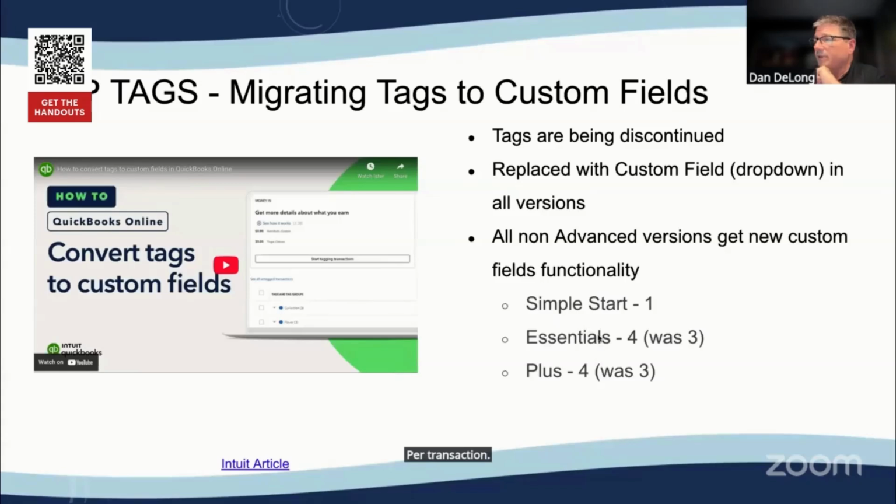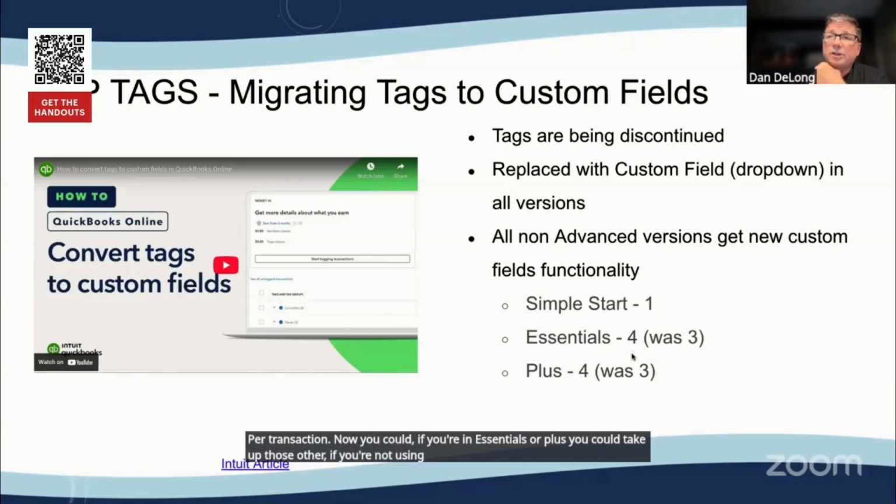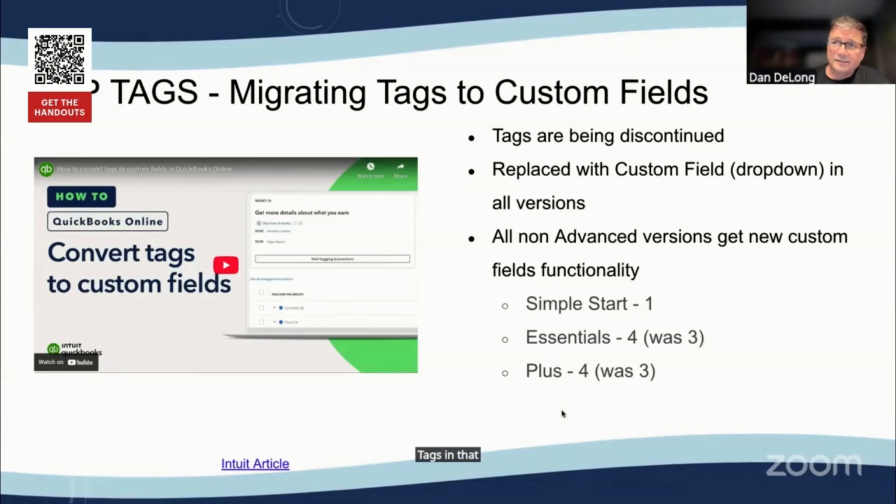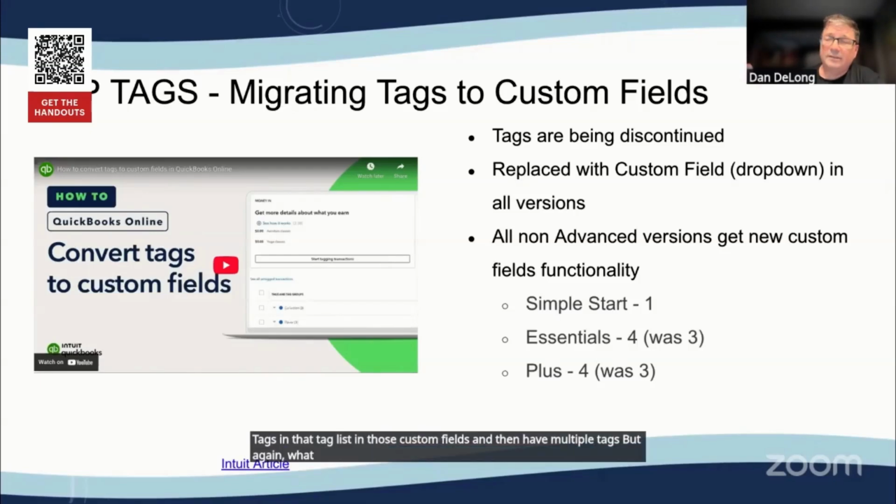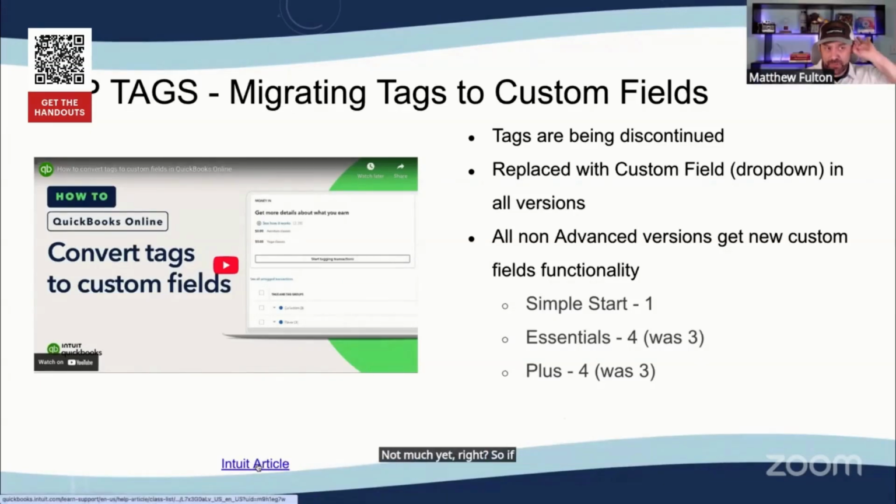Now if you're in Essentials or Plus, and you're not using those other custom fields, you can create essentially a tag 1, tag 2, tag 3, and then create your own tags in that tag list in those custom fields and then have multiple tags. But again, what are you going to be able to do with that? Not much yet.